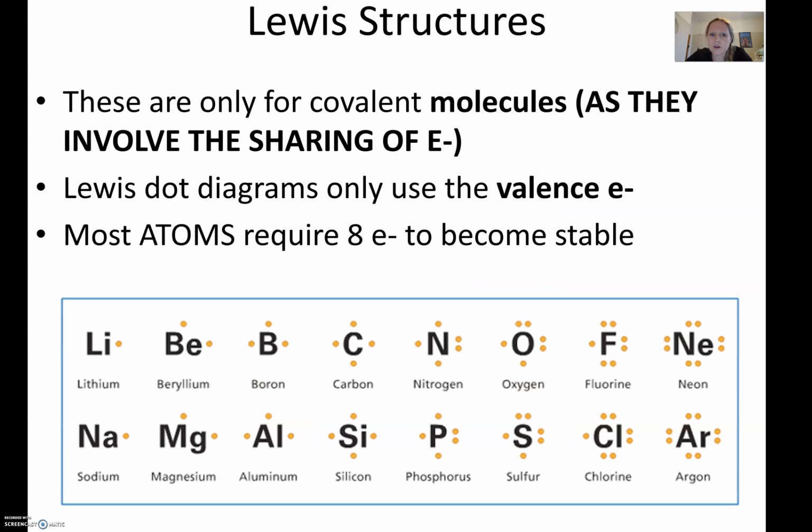So Lewis structures are only done for covalent molecules. Now, you've heard me say before that the word molecule is purely used for covalent substances. So that's a word you need to get used to: the word molecule is for covalently bonded substances. In this section of the topic for Lewis structures, we are only concerned with the valence electrons.